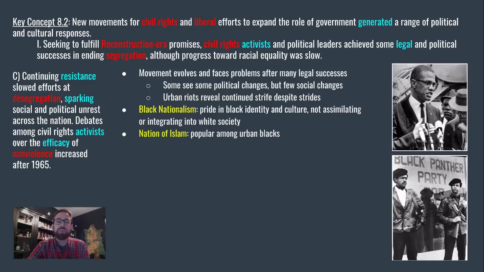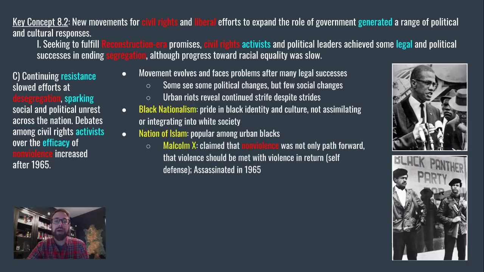Another element of this was the Nation of Islam. This is very popular among urban black people. The idea is people living in cities, not really having that connection to the churches that people in small towns in the South did, and they converted to Islam instead. But the Nation of Islam is a group within Islam as a whole that is specifically geared towards black Americans and black unity. The major figure from this is Malcolm X.